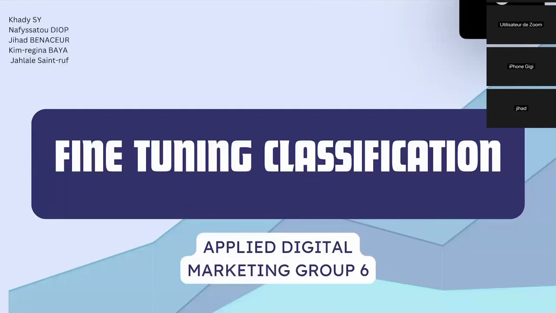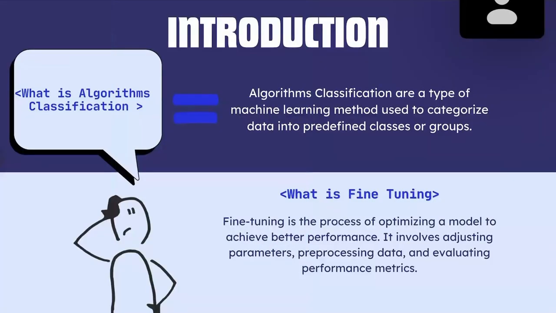So to introduce fine-tuning classification, I'm going to start with the introduction. Classification algorithms are a type of machine learning method used to categorize data into predefined classes or groups. In the realm of marketing analytics, classification algorithms play a crucial role in predicting discrete outcomes.